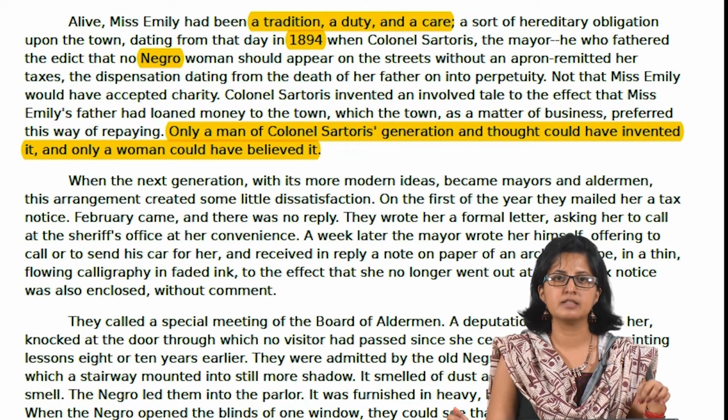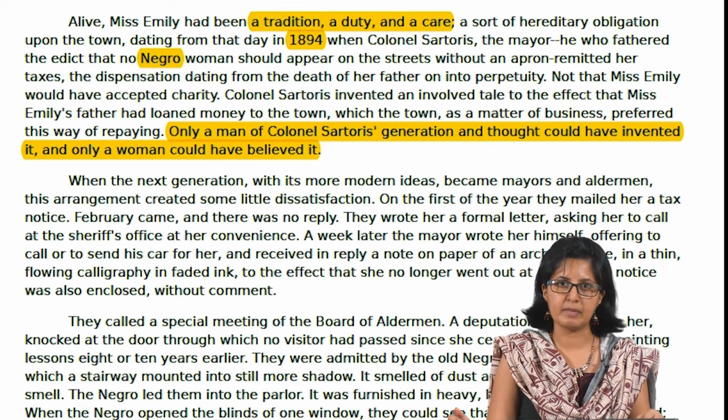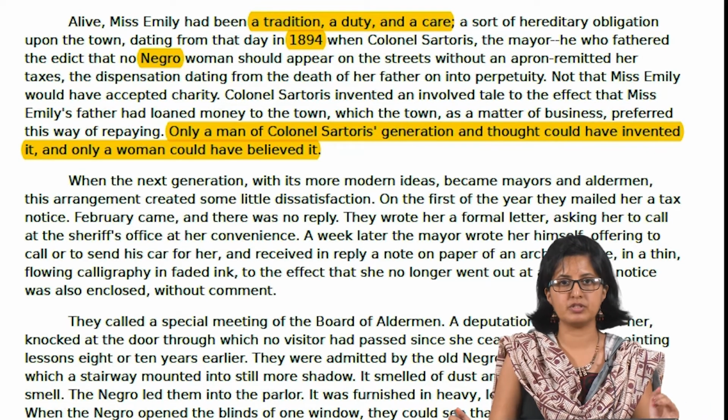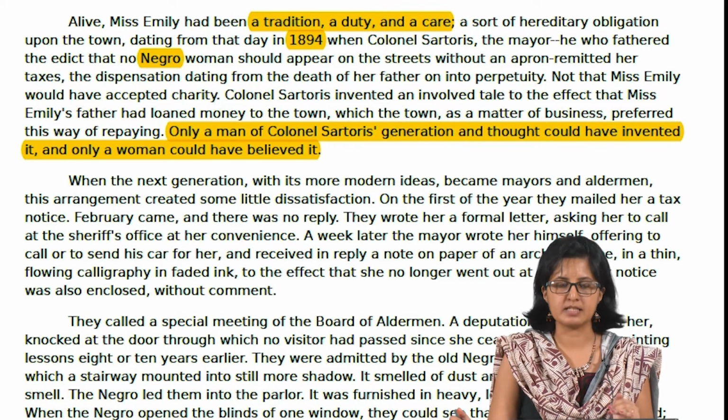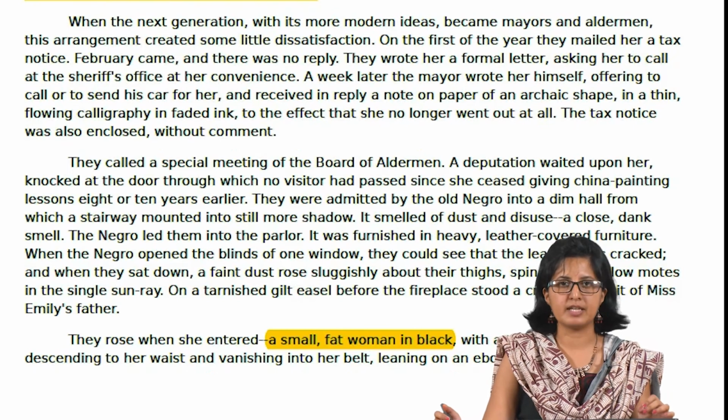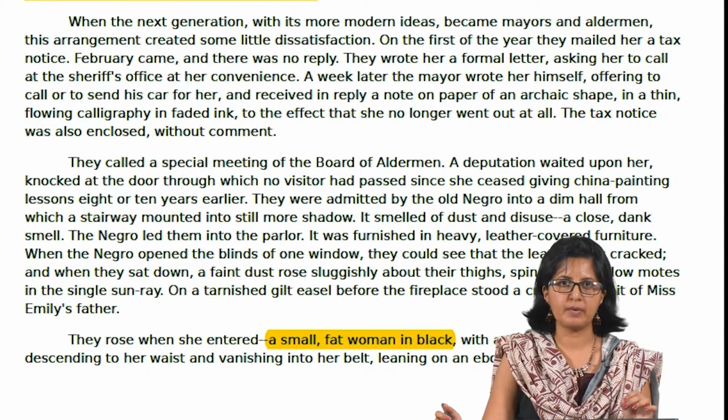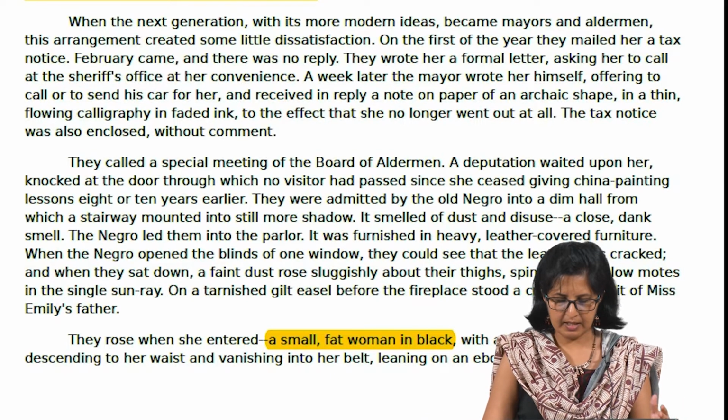So we get to know that the narrator is a young man who believes in the new order of things, who does not belong to the old generation, and it is a man. When we look at the ways in which Emily Grierson gets described, we also pay attention to the way in which her own physical frame had undergone a change.